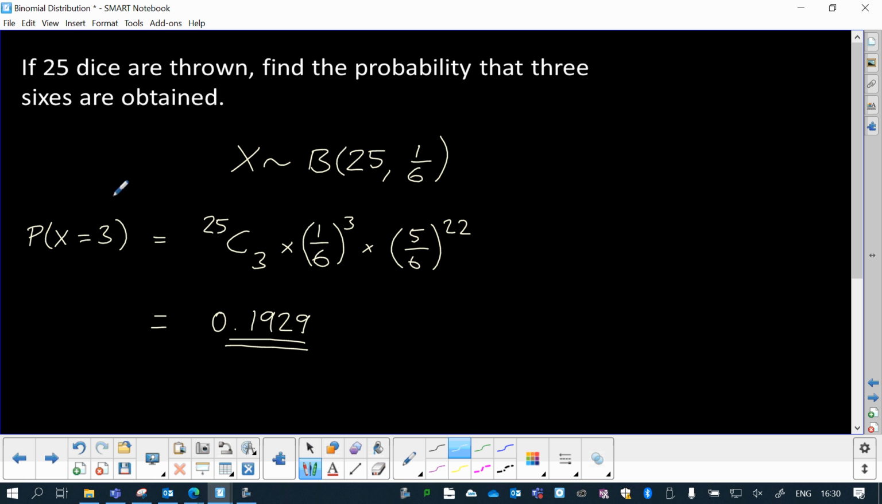And then this, the probability that X equals 3. That's what you are evaluating. What's the probability that the outcome is 3 sixes? And it's 25C3 multiplied by (1/6) to the power of 3 multiplied by (5/6) to the power of 22. 0.1929 to 4 decimal places.